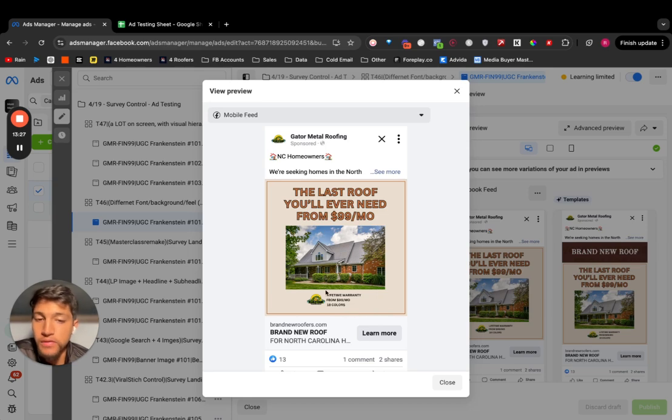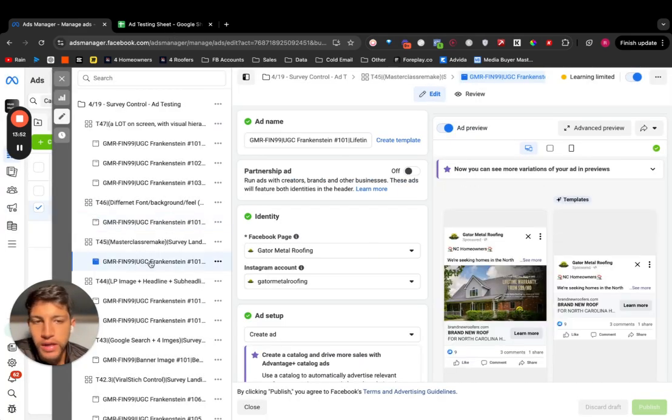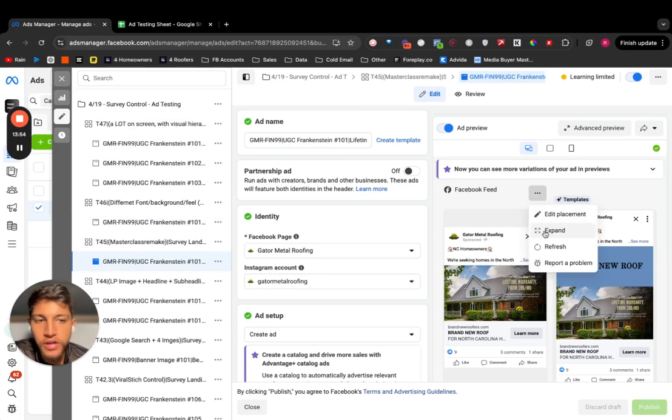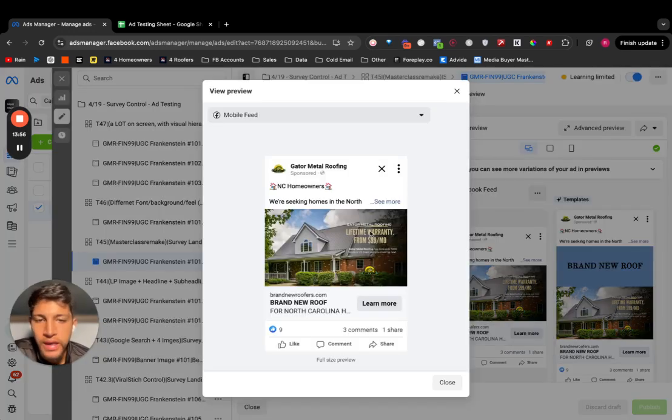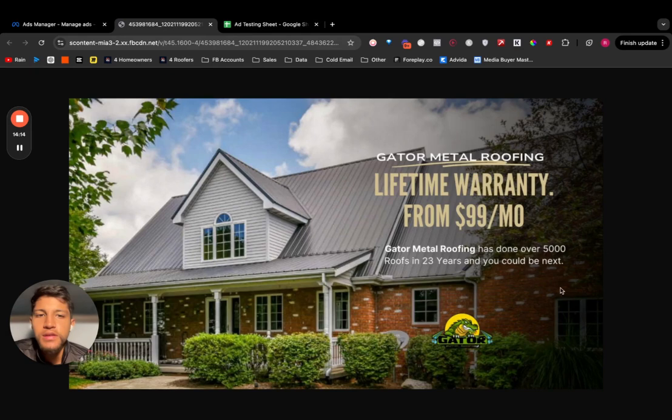At least that's what we believe. We do believe the lifetime warranty has an effect, and that's definitely going to be important for what we're looking at. And now, if we take a look at this ad over here, this was very interesting because it's a very clean ad, and what's really important about this ad is it's a landscape ad. So we haven't tested many landscape ads, and that's one thing that could have caused it to perform much better.